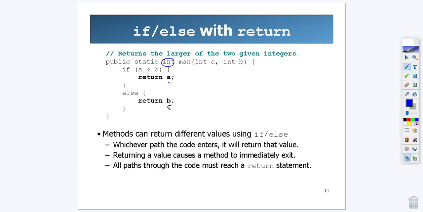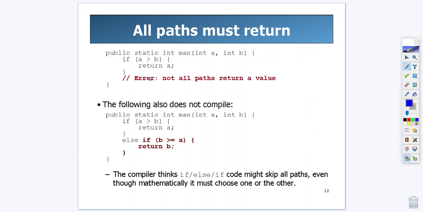But you have to be careful because every path it takes must somehow get to a return value. One mistake students will make is something like here, if A is greater than B, return A. But let's say I do A greater than B, and that's true, I'm going to return A. What happens if it's false? What am I returning? The answer is we're not returning anything. So you're going to get an error because your computer thinks that you're not always returning an int.